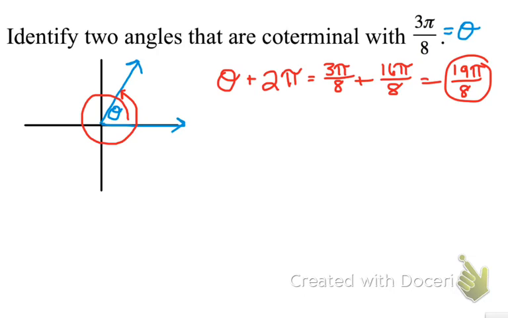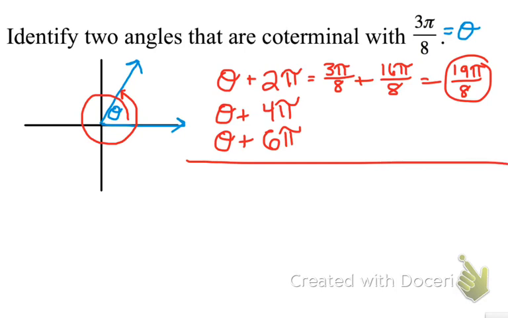Now if we want to keep going with positive coterminal angles, we could go more than just one rotation around. We could go 2 full rotations around, which would be 4 pi. Or we could go 3 full rotations around, which would be theta plus 6 pi. And you can see if we keep going full rotations around and stopping at where theta's terminal side is, then we'll have coterminal angles. We could keep this pattern. There's an infinite number of options. So those are your options for positive coterminal angles.